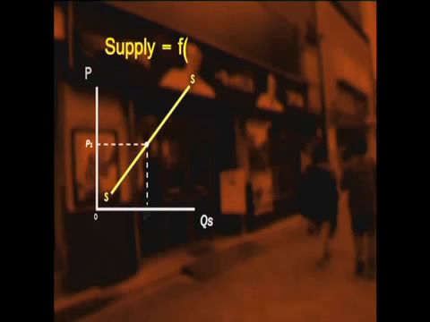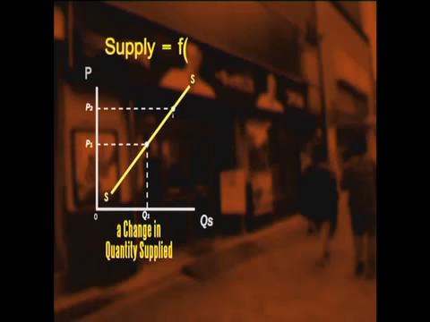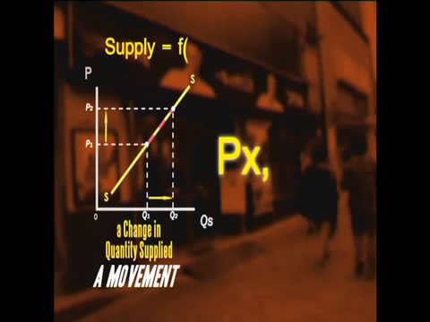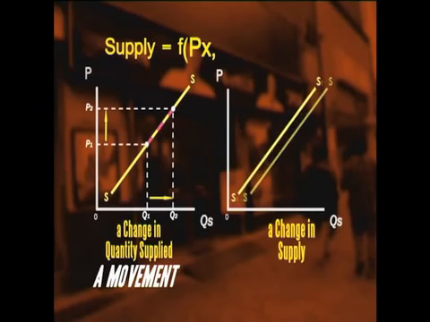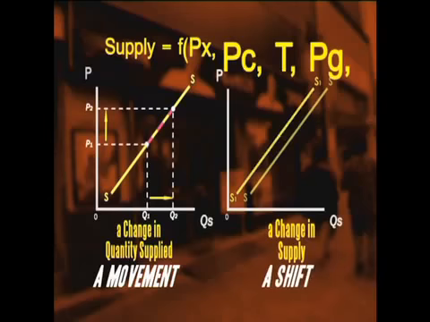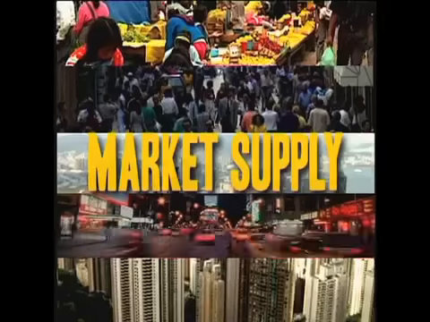Simply remember, a change in price means a change in the quantity supplied, which is a movement along the curve, while a change in any of the other factors causes a shift of the whole curve, reflecting an overall change in supply.